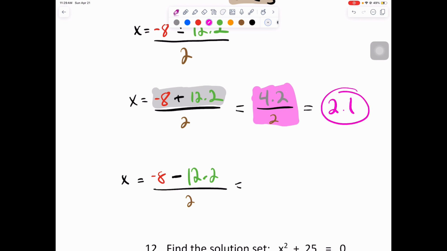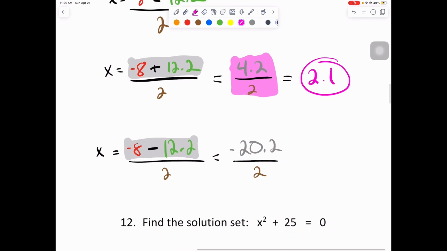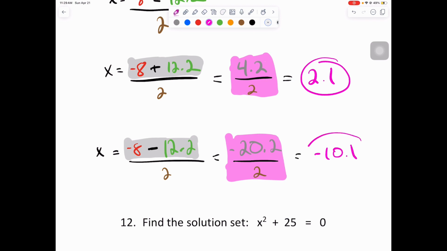Circle your answer. And again, we will do it one more time on the bottom. Negative 8 minus 12.2. What does that give us? Yes, a negative 20.2. And again, we will divide that by 2. And I will highlight this in pink just to show you exactly everything as we do our negative 20.2 divided by 2. And what does that give us? X equals negative 10.1. Go ahead and circle your answer.